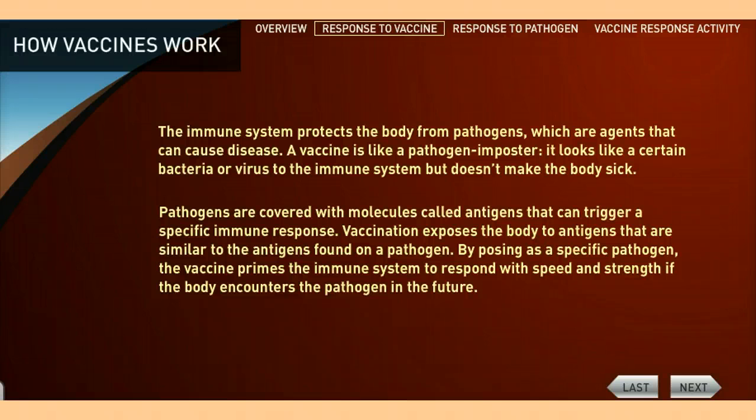So our immune system, and this is a little review. The immune system protects our body from pathogens, pathogens that can cause diseases. Now, a pathogen that we talked about in the polio situation is the polio virus. It is said that a vaccine is a pathogen imposer. It looks like a certain bacteria or virus to the immune system, but doesn't make our body sick.